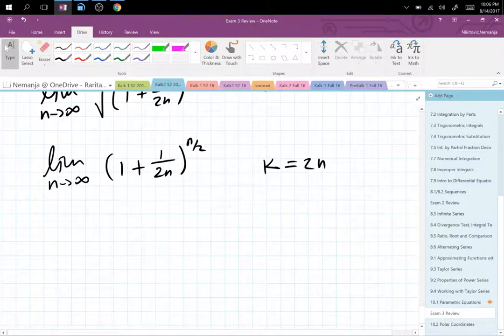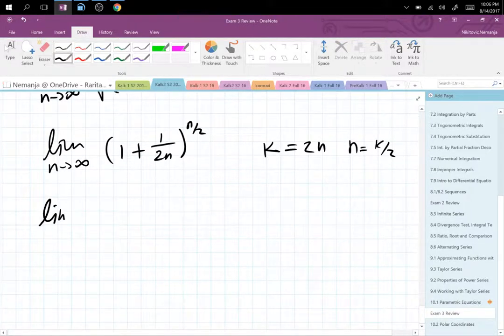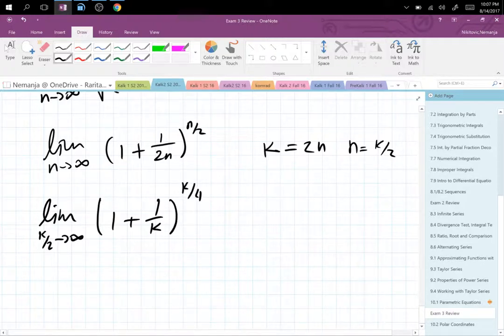From where n is equal to k over 2, right? So I have the limit as k over 2 goes to infinity of (1 plus 1 over k) raised to the k over 4. If k over 2 goes to infinity, multiply both sides by 2, and you get k goes to infinity, because 2 times infinity is still infinity. And I hope you see that this is equal to e to the 1/4.